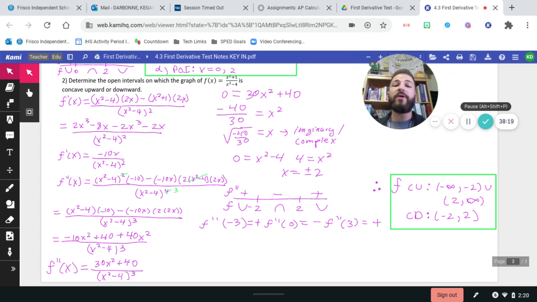And then our second one, we get 0 is equal to x squared minus 4, which gives us 4 is equal to x squared. So we get x is equal to positive, negative 2. Much easier on the second one. Then we get our test intervals, positive, negative, positive, concave up, concave down, concave up, and we come to our conclusions.